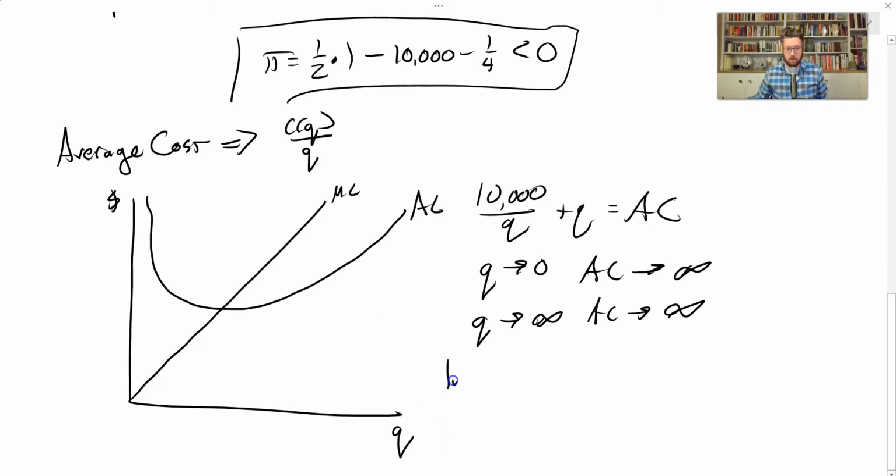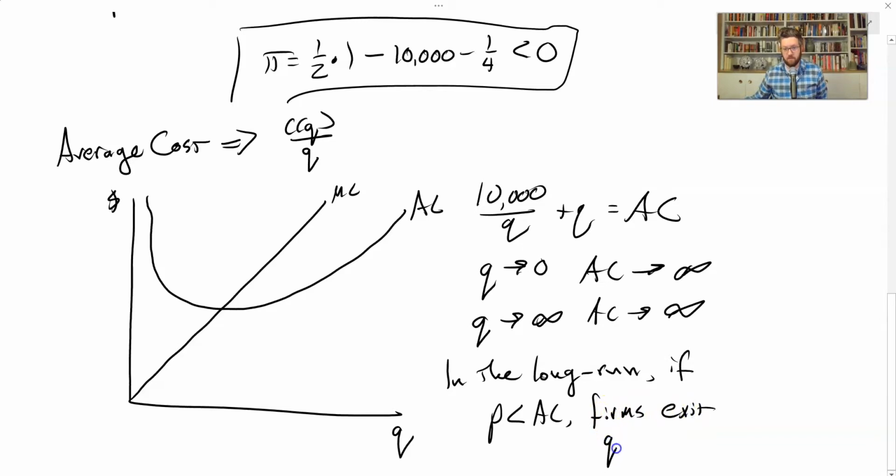Because in the long run, if price is less than average cost, firms exit, which means Q goes to 0. Okay? If price is less than average cost, so if price is down here, then we set the price equal to marginal cost. That tells us the profit maximizing quantity. But since price is less than average cost at that point, firms lose money each time. And we can actually draw a little diagram to show us how much money they lose.